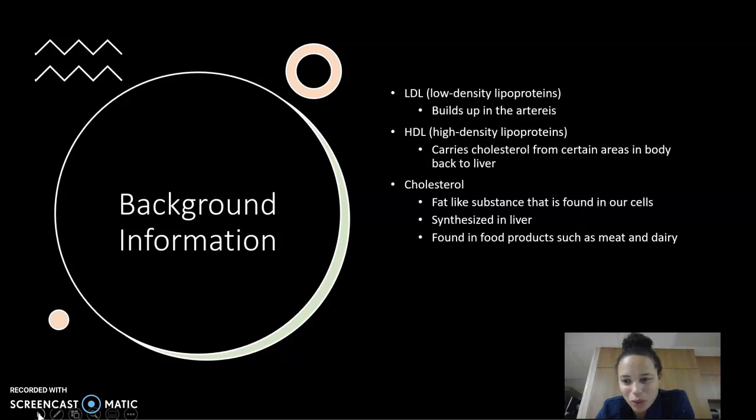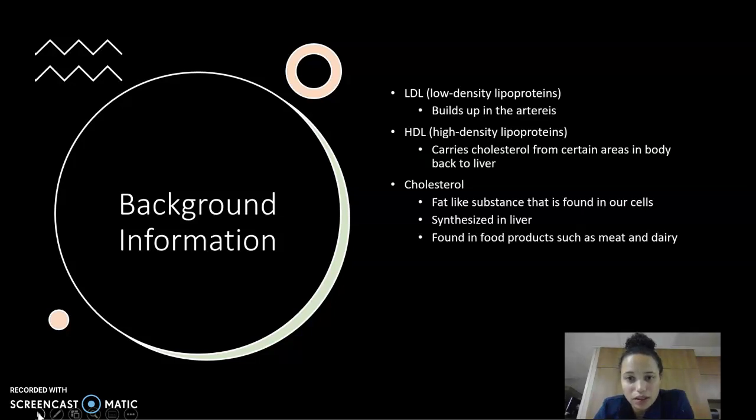But the next one is the high density lipoproteins, and this one is better for our bodies because it takes the cholesterol that could be building up in our arteries and moves it back into our liver, which then synthesizes it down so that it can be properly distributed and taken out of our body.